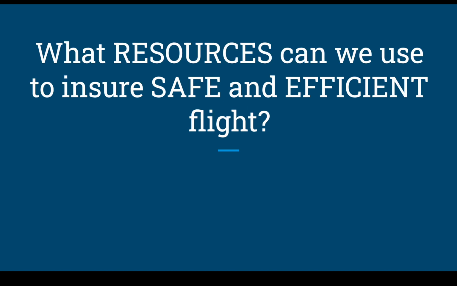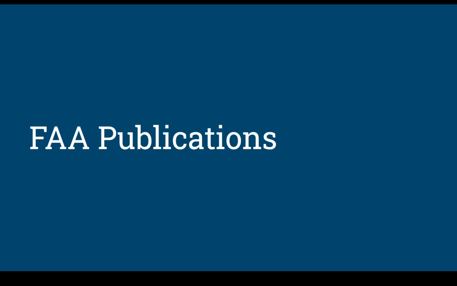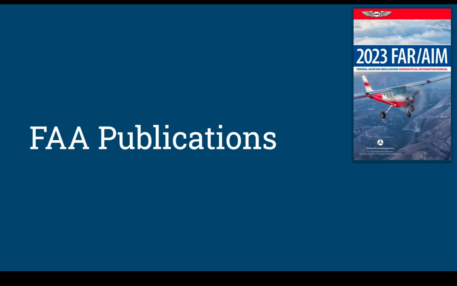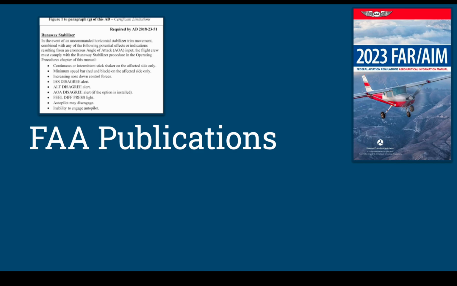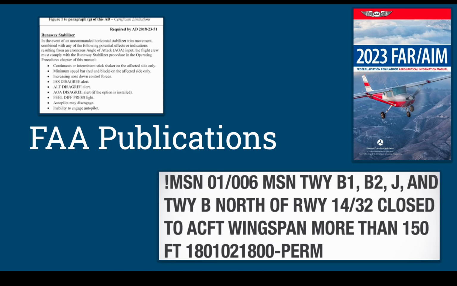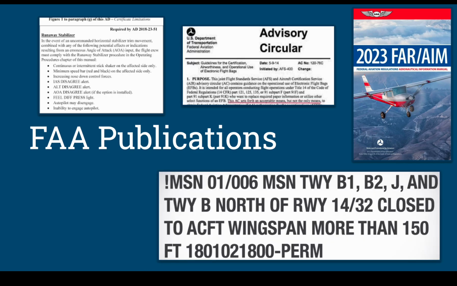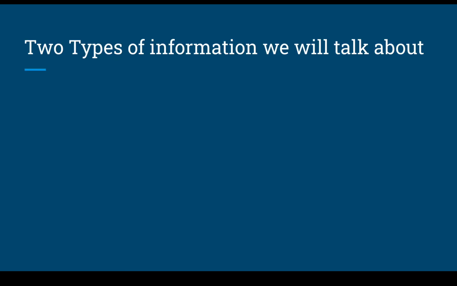And so, what resources can we use to ensure safe and efficient flight? That's right there in the FARs, that we're supposed to have safe and efficient flight of aircraft. So we're going to talk a lot about FAA publications, things like the FAR/AIM, ADs, airworthiness directives, NOTAMs, notices to airmen, advisory circulars, and those types of things. And there are two types of information we're going to talk about.